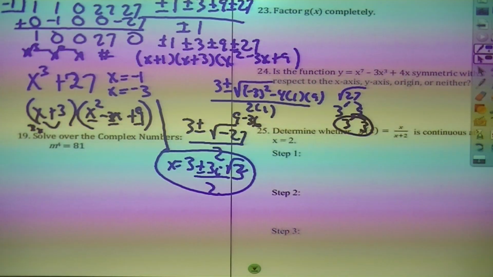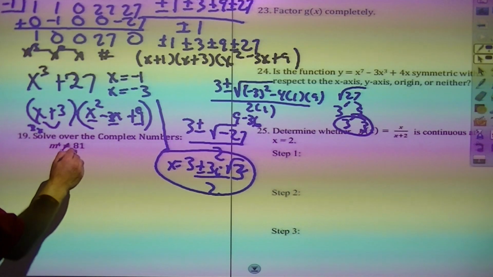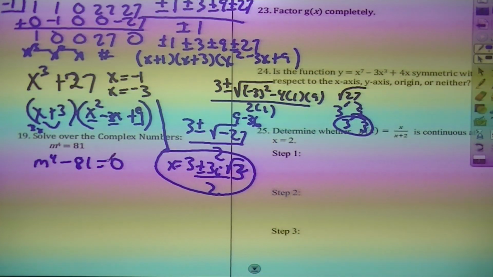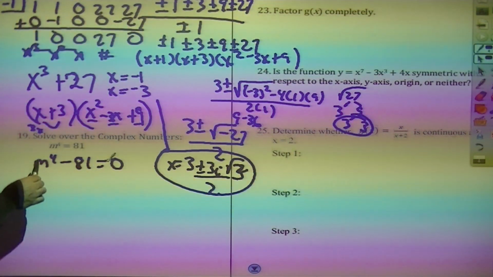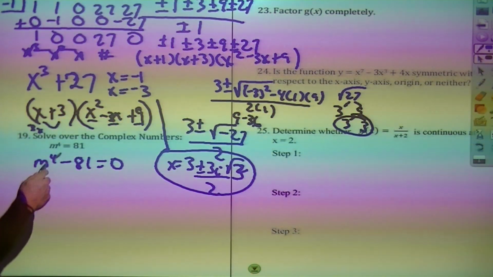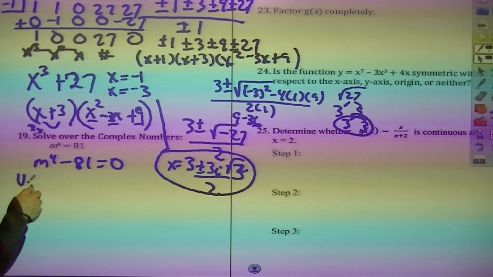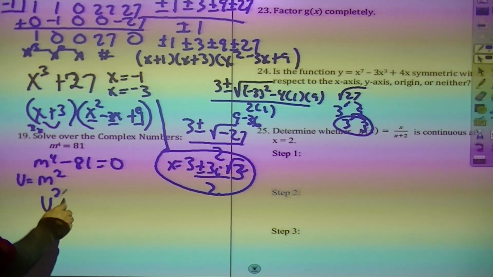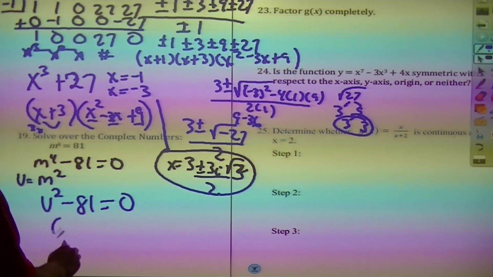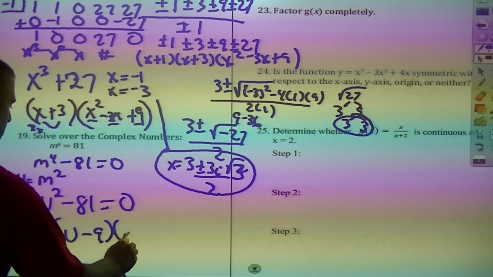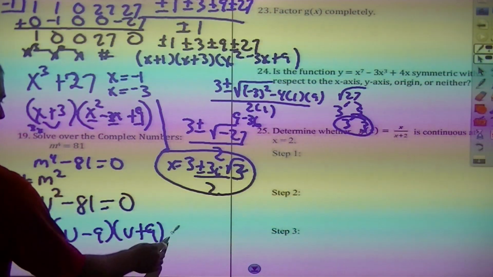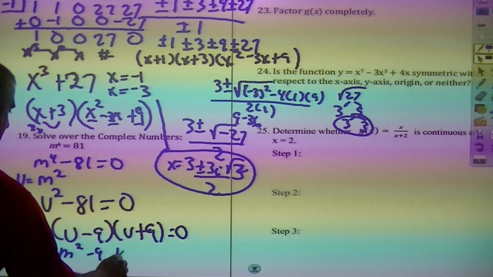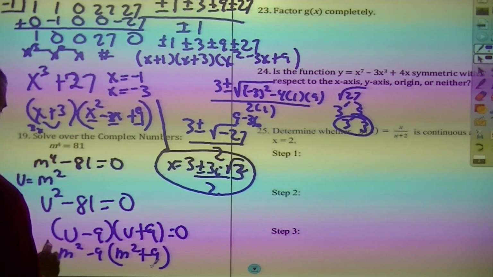Okay, this one I can actually just move the 81 over, so it's m to the 4th minus 81 equals 0. Now, what I would do with this, it's pretty simple. We can do a u substitution where u is equal to m squared. So the idea is this is u squared minus 81. Well, that becomes a simple factor of u minus 9, u plus 9. And then I put the m back in, so m squared minus 9 and m squared plus 9 ends up being your factors.